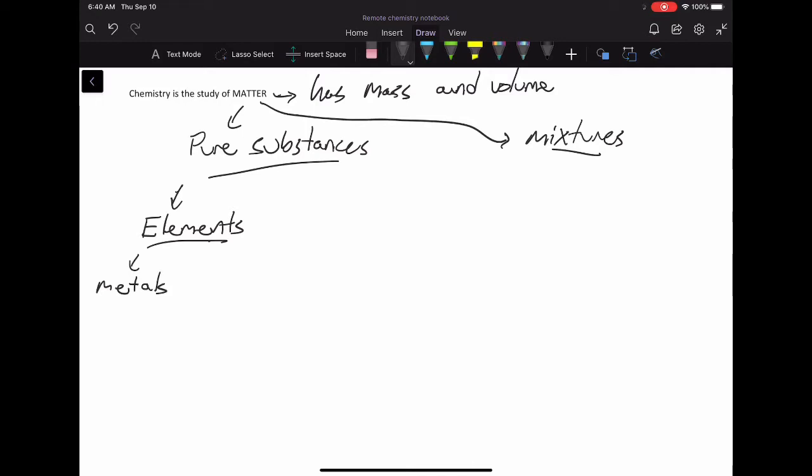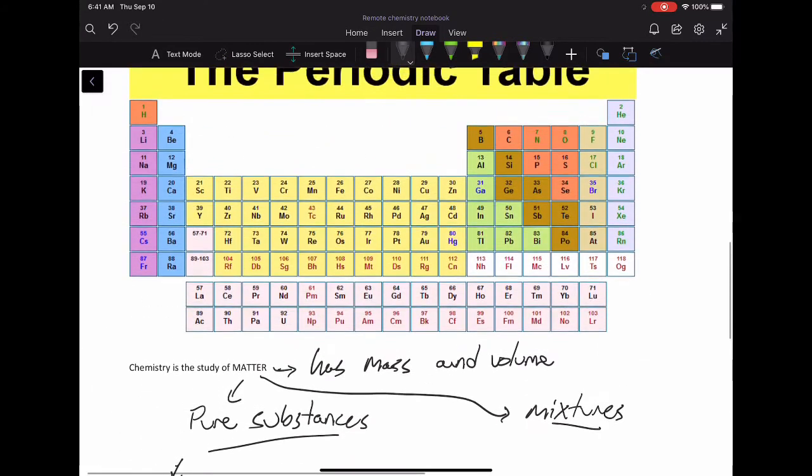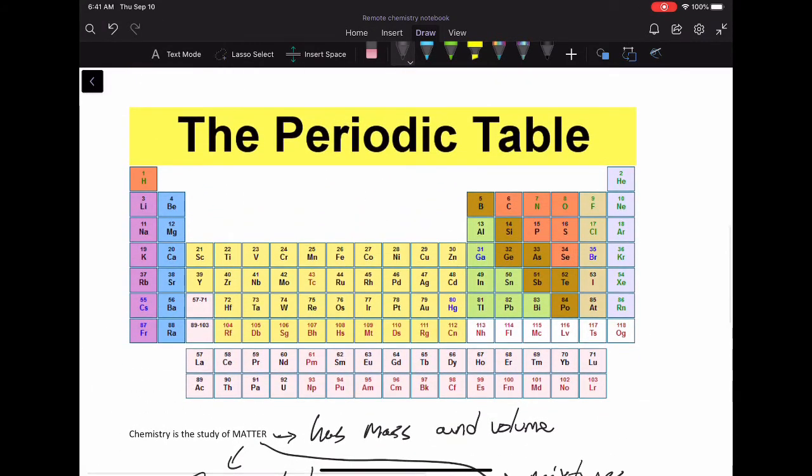metals, there are nonmetals, and then kind of in between metals and nonmetals, we have metalloids. These are also known as semimetals. And then lastly, we have the noble gases. There are more categories, but these are the four basic ones that we'll be talking about. So if you look up at the periodic table, it is actually kind of divided into those four categories.